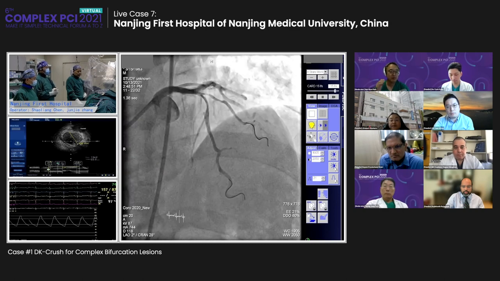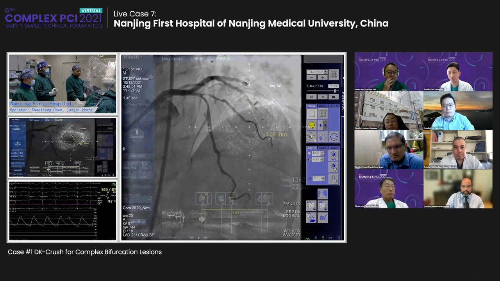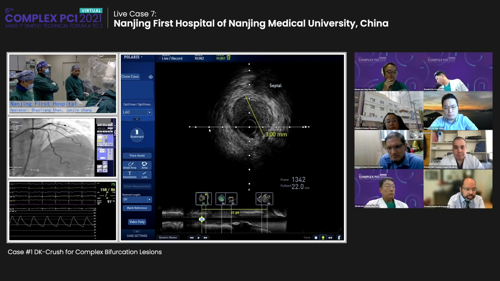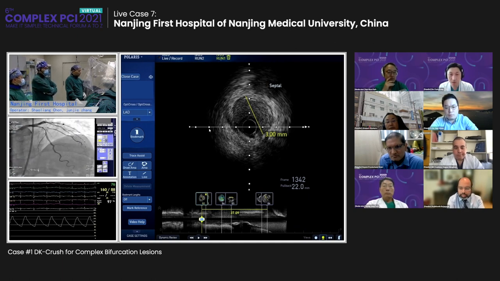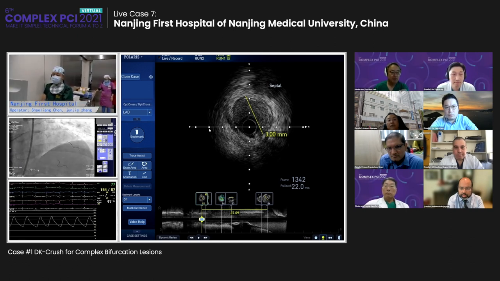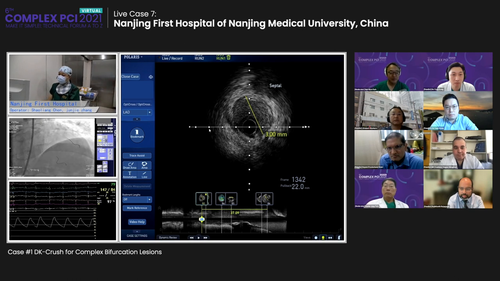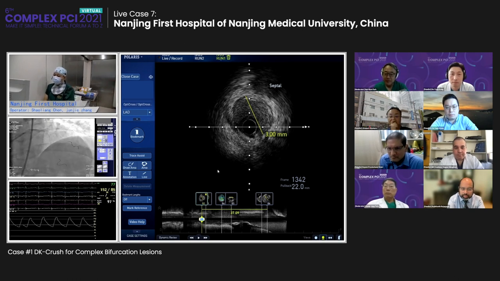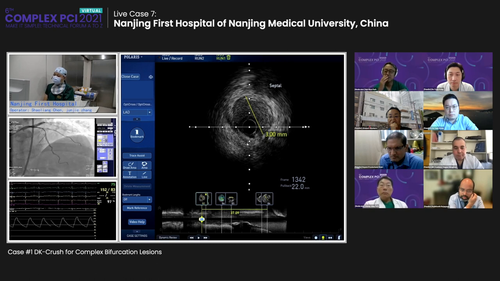So next, I'd like to invite Ms. Kopan to introduce the IVUS findings starting from the LAD. Go ahead. Hello, everyone. Can you see the IVUS imaging? Okay, let me show the IVUS imaging. The first run, we check IVUS from the distal LAD to the left main. Here we can see the distal vessel is normal, and the vessel diameter is about 3.0 millimeter. And here we can see the big septal where it joins the LAD.